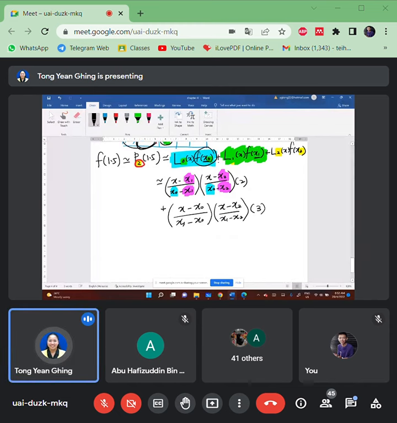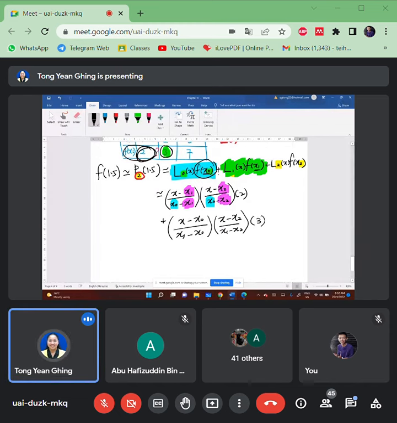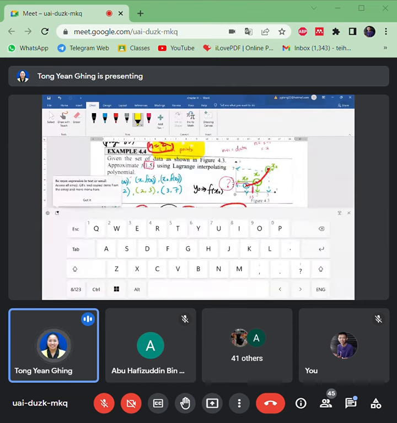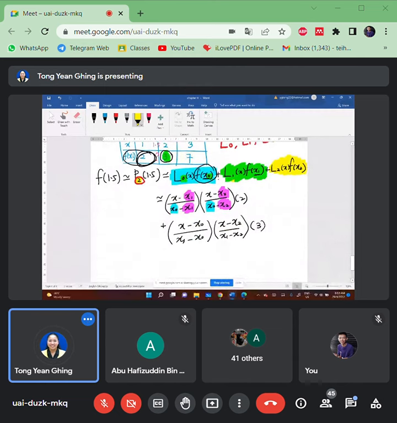If you don't understand, let me know. If I'm too fast, you let me know. Okay. Now we want to expand this one. Expand this one. So start with L2X, the weighting function, L2X to this one.